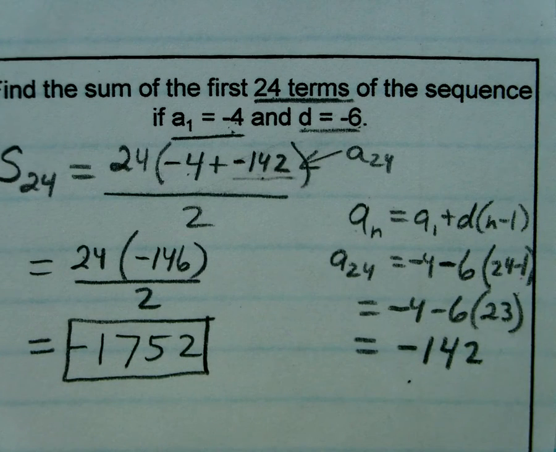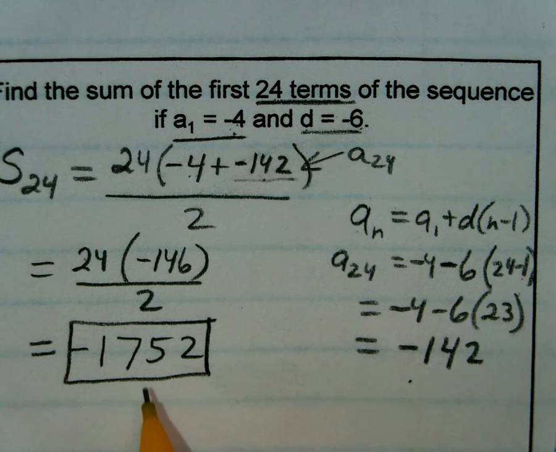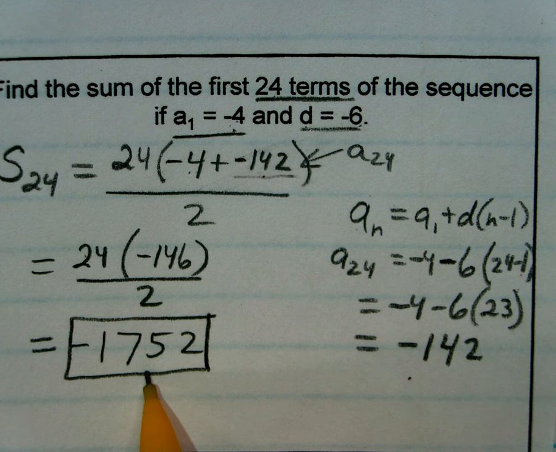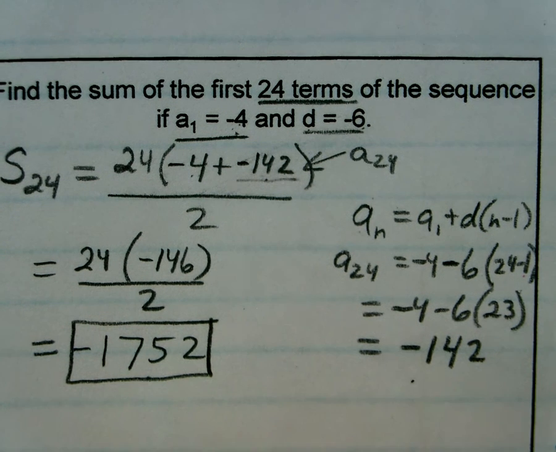1,752. So it's a lot of work, but really this is less work than if we had to actually find all 24 terms of this sequence and add them together, which is what this basically is.